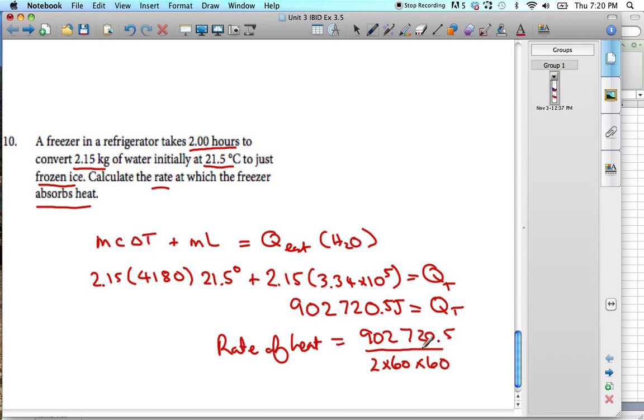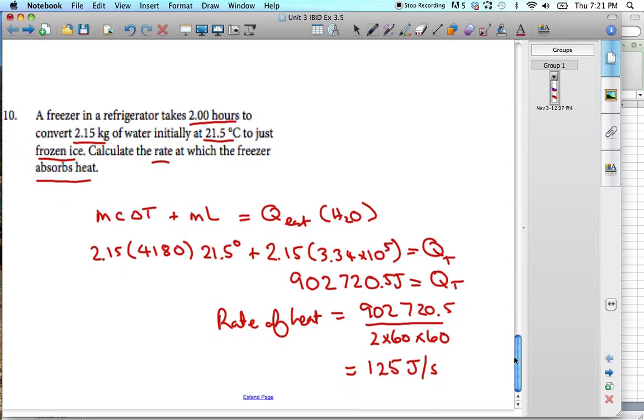I get a rate here. Now, all of these are to 3 significant figures, so I'm going to write mine to 3 significant figures. It's 125 joules per second. We could also write that as watts. Okay, thank you very much. So that was the last question I asked you to do.